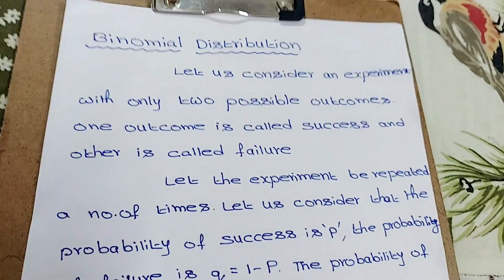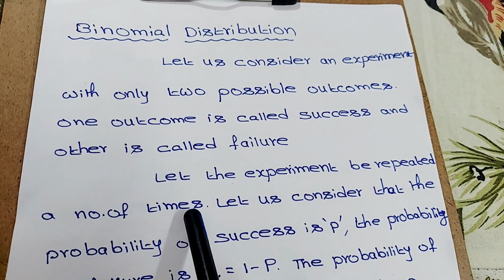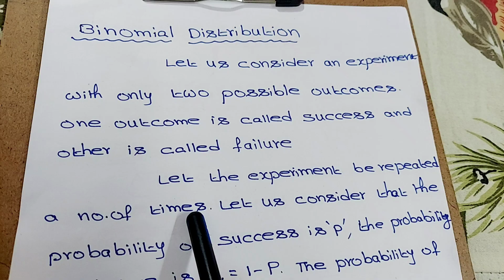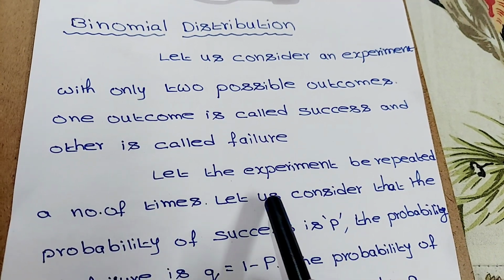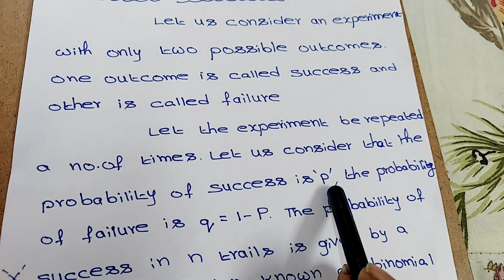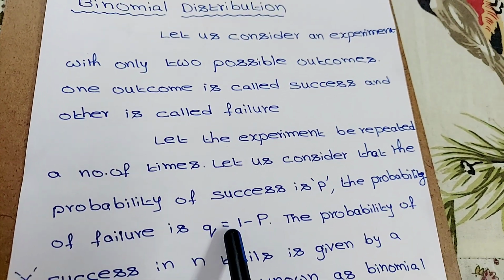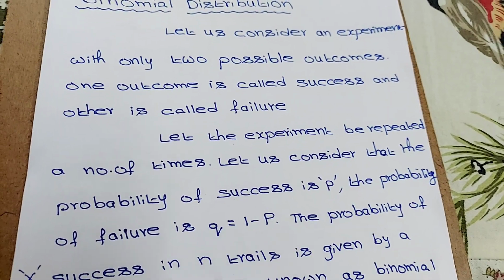Let the experiment be repeated a number of times, n number of times. Let us consider that the probability of success is P. The probability of failure is Q, that is equal to 1 minus P.